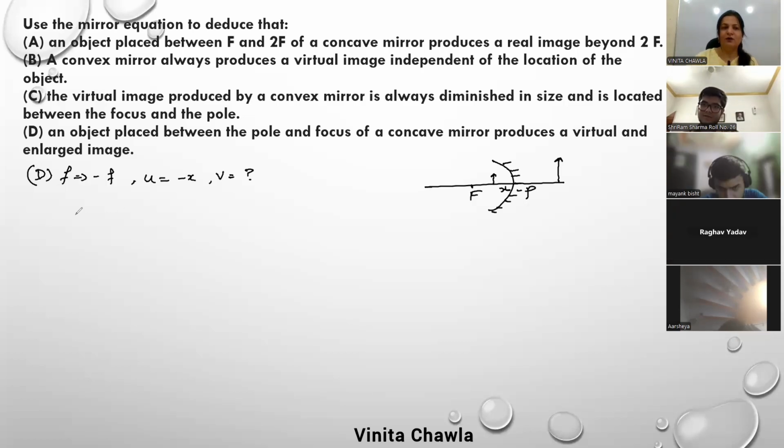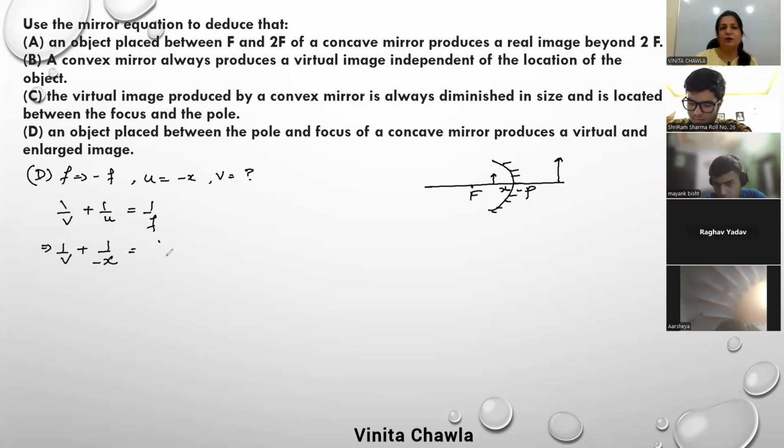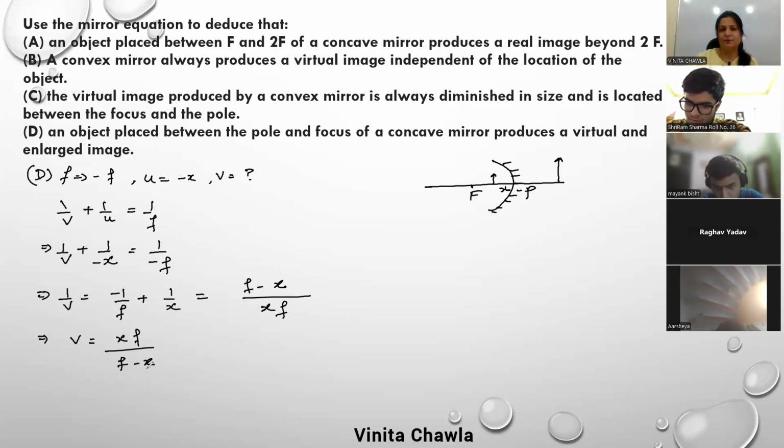So we will use the same mirror formula here: 1 upon v plus 1 upon u is equal to 1 upon f. Put the values here: for u, we write minus x, and 1 upon minus f. So this implies 1 upon v is equal to minus 1 by f plus 1 by x. Or we can take the LCM. In the denominator, we'll have fx, and f minus x in the numerator. So this implies v, taking the reciprocal, is equal to xf upon f minus x.